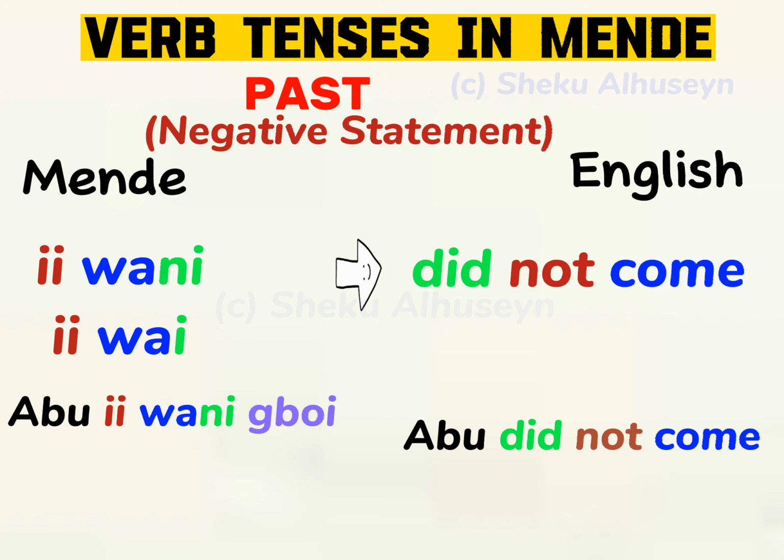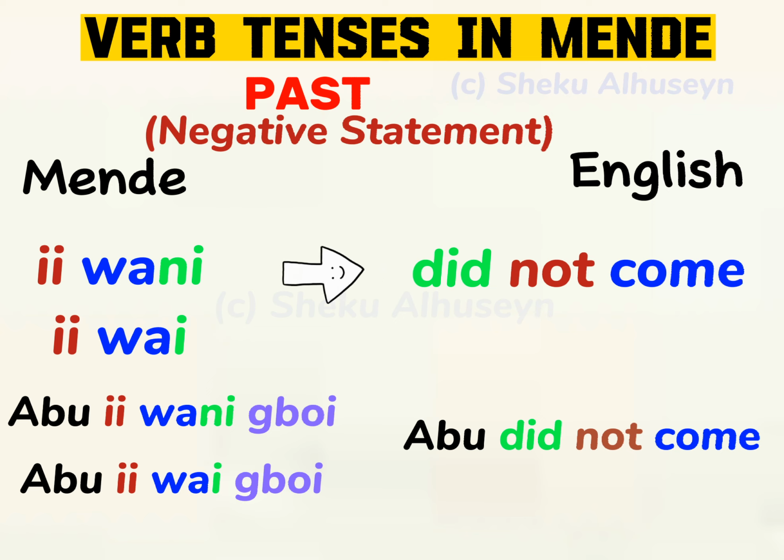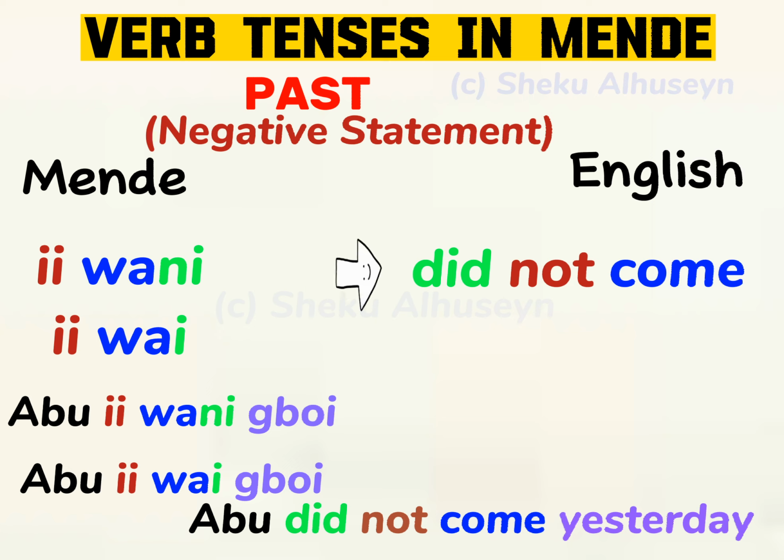Abu Iwani boy or Abu Ey boy. Abu did not come yesterday. Abu did not come yesterday. I hope you got the point.